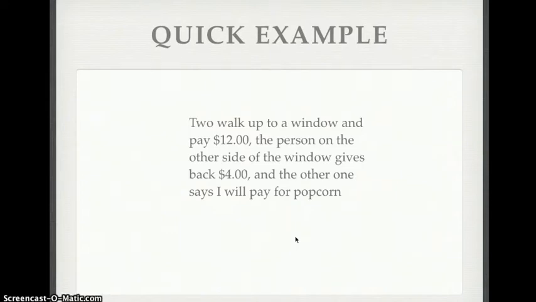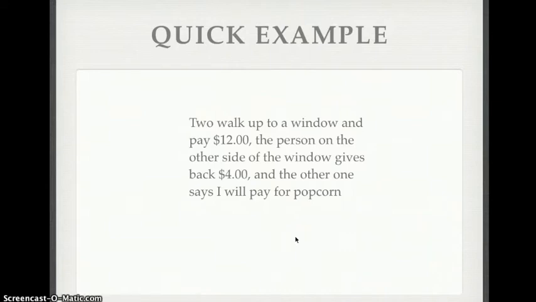Two people walk up to a window and pay $12. The person on the other side gives back $4. The other one says, I'll pay for popcorn, etc., etc. If you don't know this example, you haven't been taking notes in class, because I know Mr. Tropo was the one who took this example with you, and you should have a memory of it. So, this is an example we did in class at the beginning of the unit.